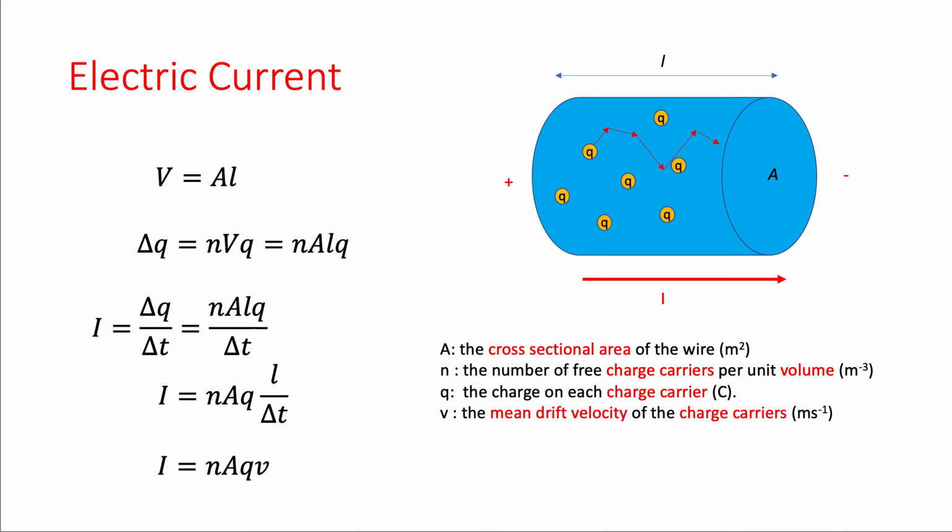The last one is this V that we kind of made up at the end. I want to give a more formal definition. This is the mean drift velocity of the charge carriers. Now, the reason we call it a drift velocity, drift usually implies quite slow. And as we'll see, the drift velocity is actually fairly slow.